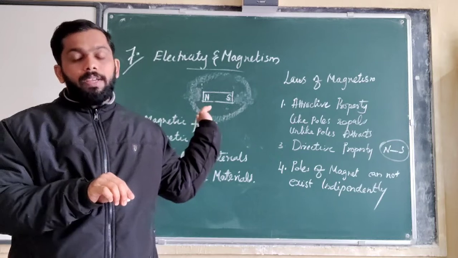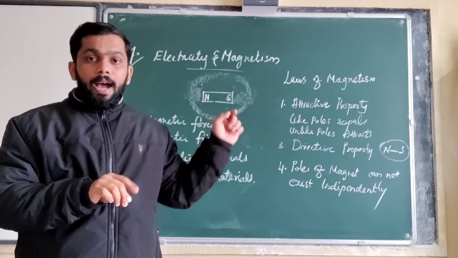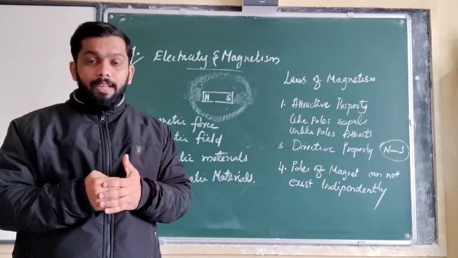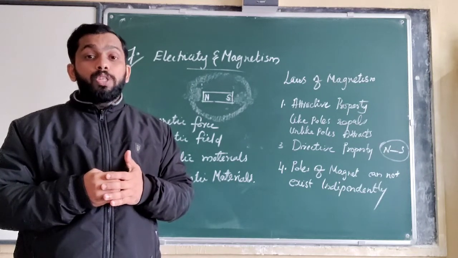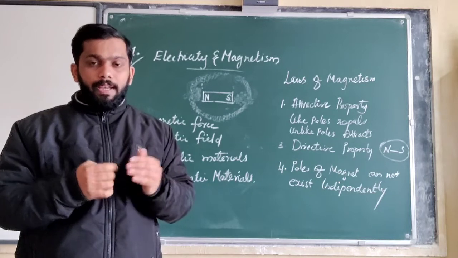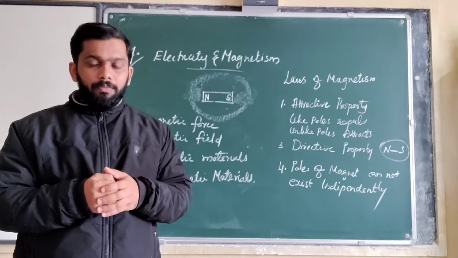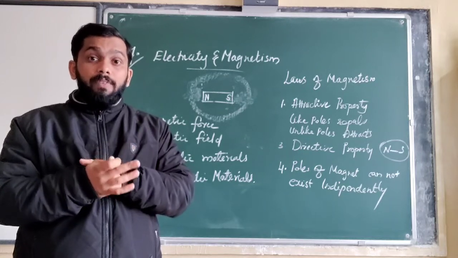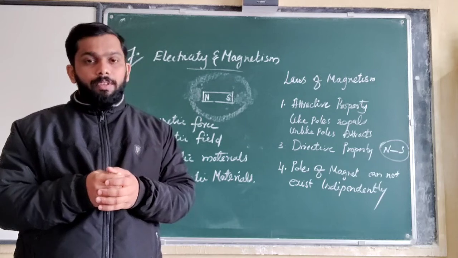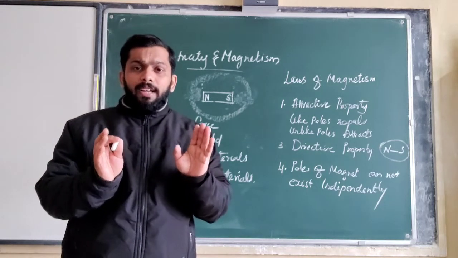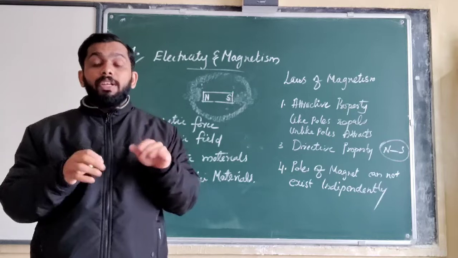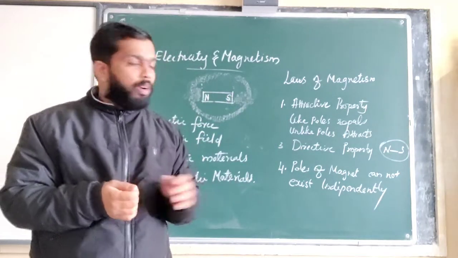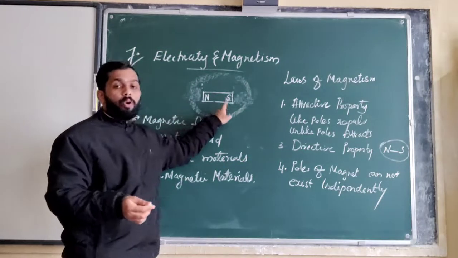Bar magnets are normally used in the laboratory, and circular shaped magnets you can find behind the speakers, and U-shaped or horseshoe shaped magnets you can find in an electric bell. These artificial magnets have much more strength or power than natural magnets. And we have seen in class 6 that the magnet has two poles, north pole and south pole.